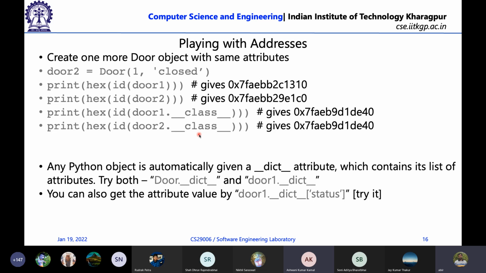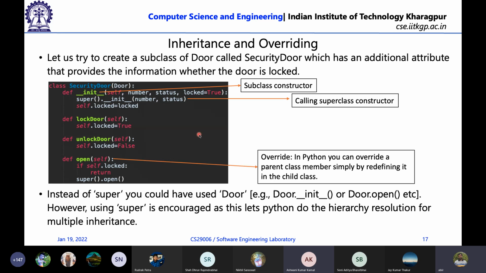Okay, great. Let us go to inheritance and overriding. So let us try to create a subclass of door called security door, which has an additional attribute that provides the information whether the door is locked. I think these examples were taken from the first link, Digital Cat Online, probably. So you have this class security door. It inherits from door.